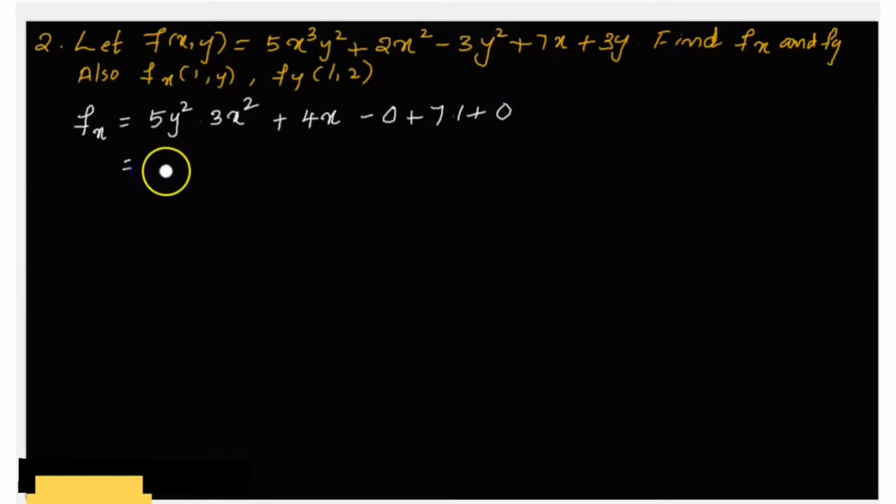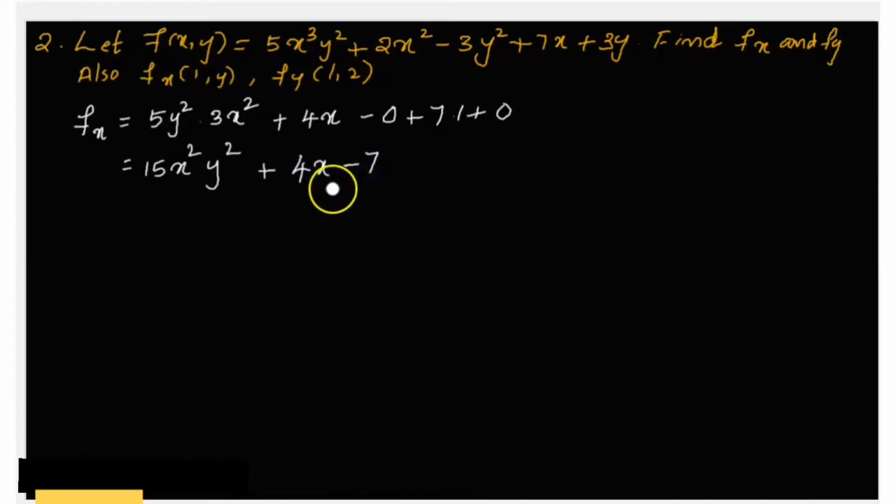So after simplifying, you will get 5 into 3, 15, x²y², plus 4x plus 7. Okay, this is fx. Now what is fy?